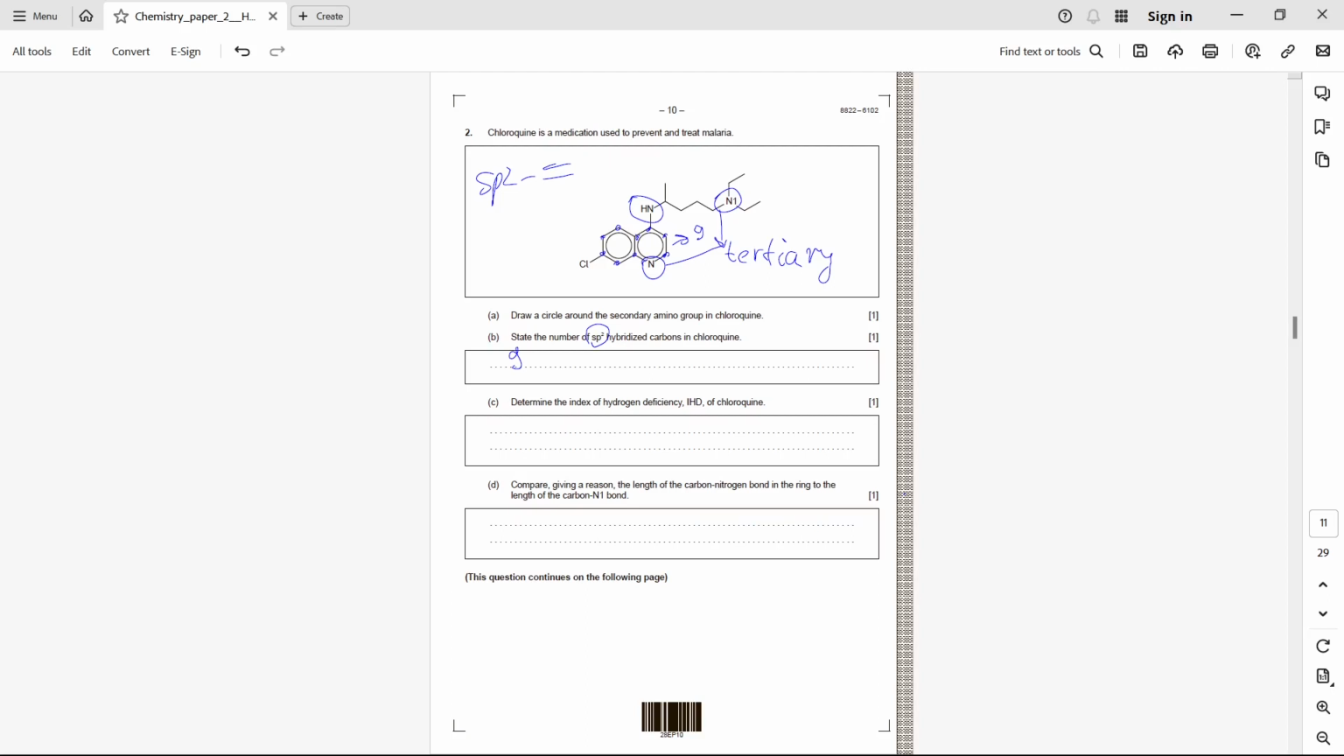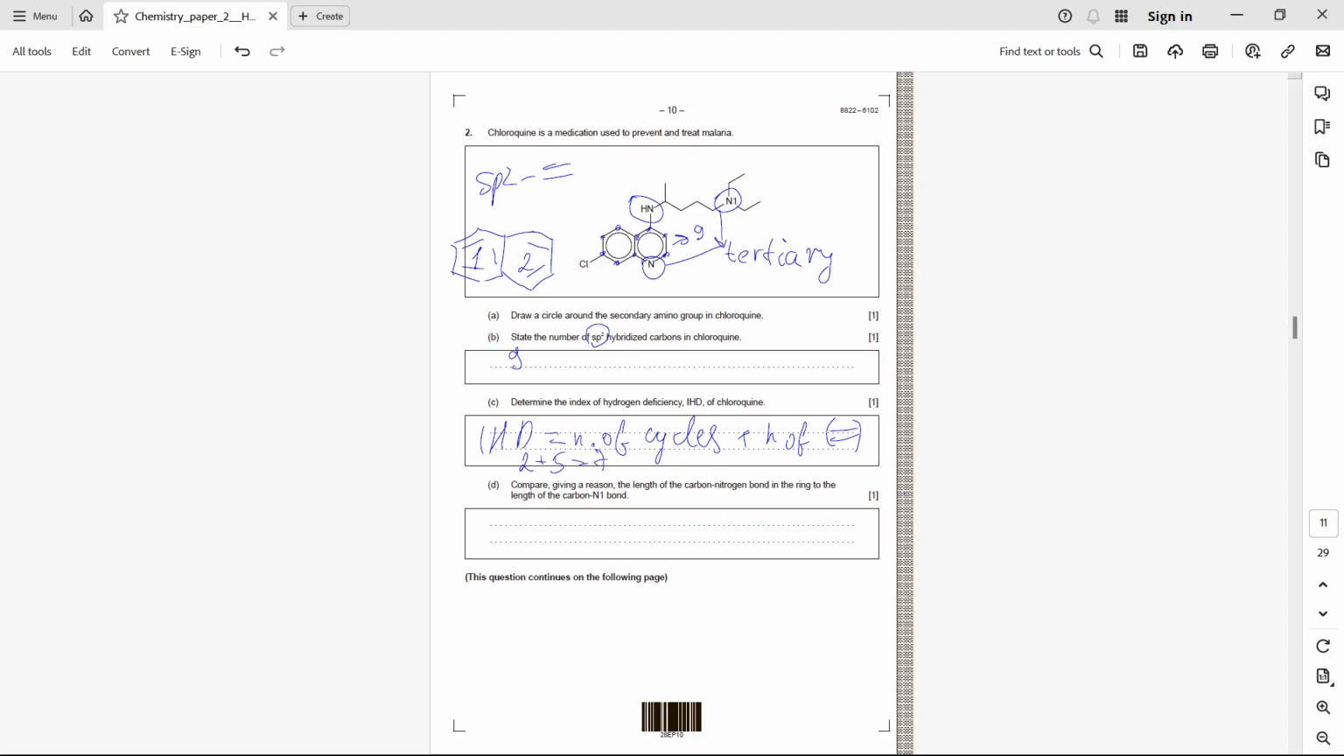For the next question, we need to find the index of hydrogen deficiency, and this index is equal to the number of cycles plus the number of double bonds. So let's draw this structure more closely with all double bonds. I'm going to draw only the skeleton of this, and it looks like this. So we have 2 cycles and 5 double bonds. So our answer would be 2 plus 5, which is equal to 7.